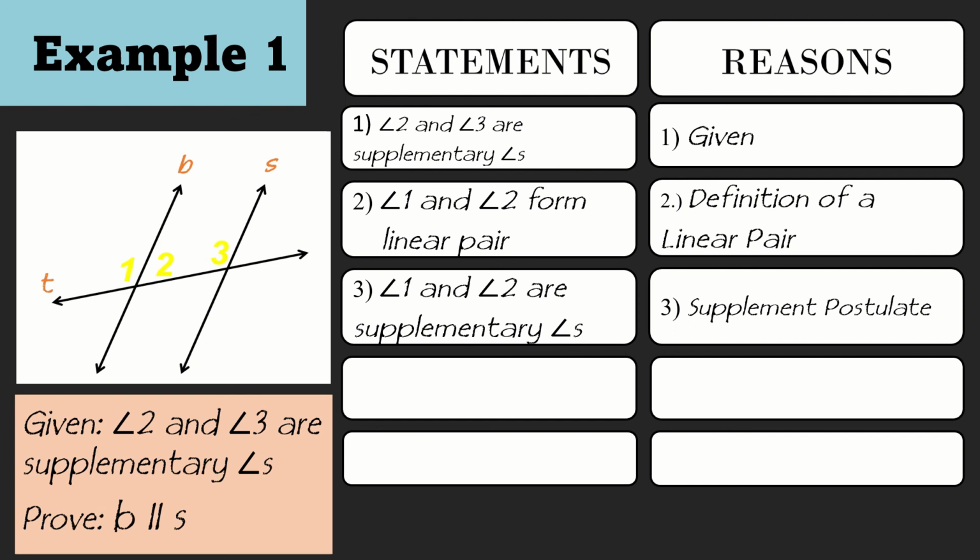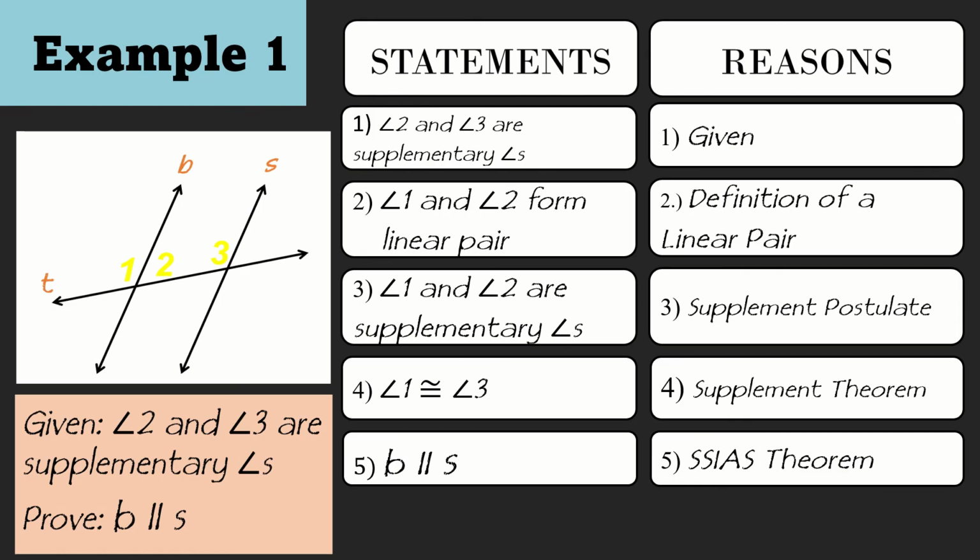Next, for statement 4, we can say that angle 1 is congruent to angle 3 by the supplement theorem. For statement number 5, we can now prove that line B is parallel to line S by applying the same side interior angles theorem. Since angle 2 and angle 3 are supplementary, therefore, line B is parallel to line S.